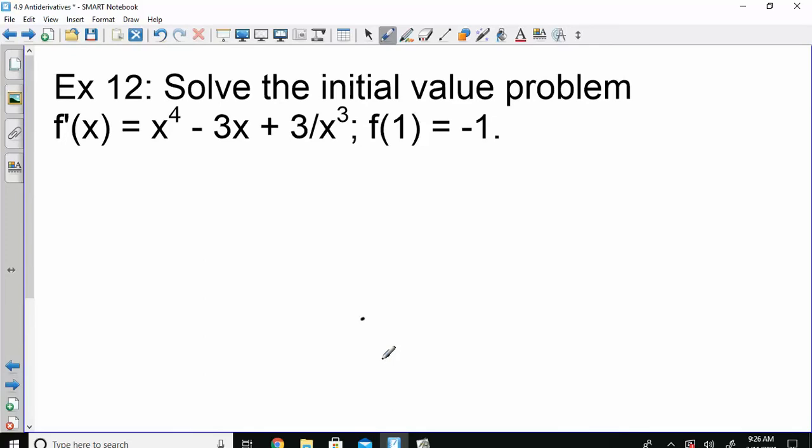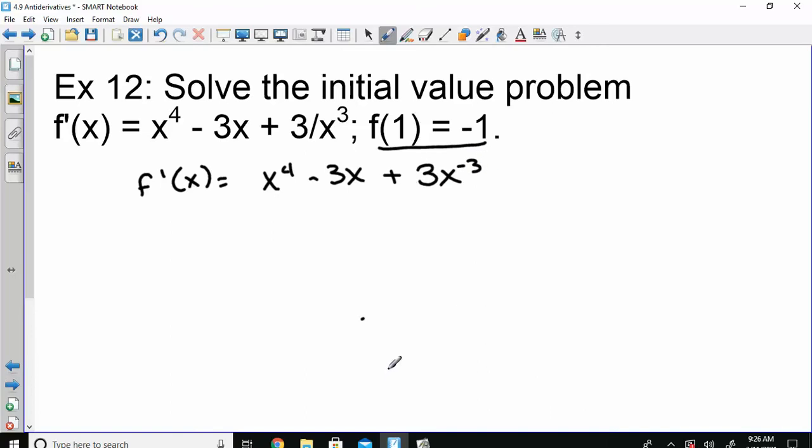Okay, this one is slightly different because I am giving you a point on the original function. What I'm doing is giving you the information to find the constant value on this particular problem. So we're not going to have a plus c, we're going to have plus a number at the end. It starts the same way with the antiderivative. Now I would probably rewrite, I said f prime was x to the 4th minus 3x. Instead of 3 over x cubed, that would be 3x to the negative 3.